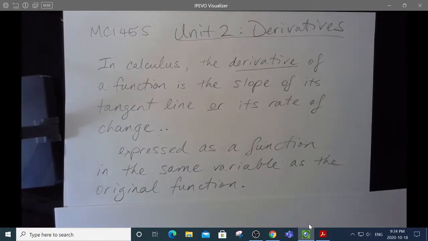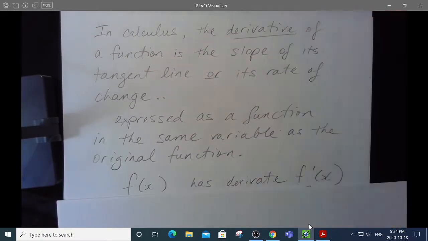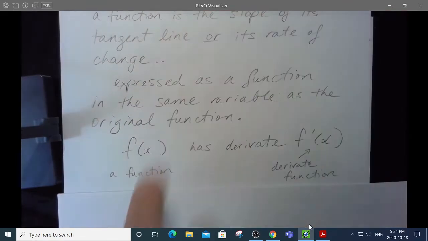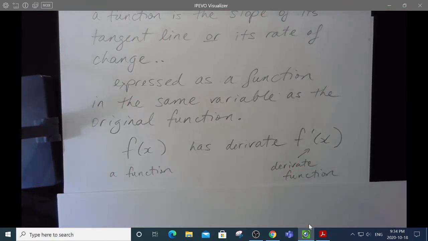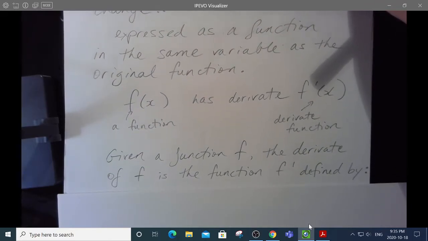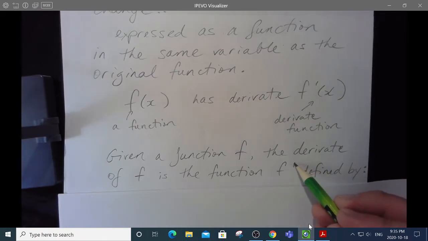And we're going to find out by defining the derivative of a function. f of x, the function, or any function, has a derivative, f primed of x. And again, that would be a function. That would be the derivative of the function. Given a function f, the derivative of f is the function f primed. That is not a 1. It is not an exponent of 1. It's actually like an apostrophe.